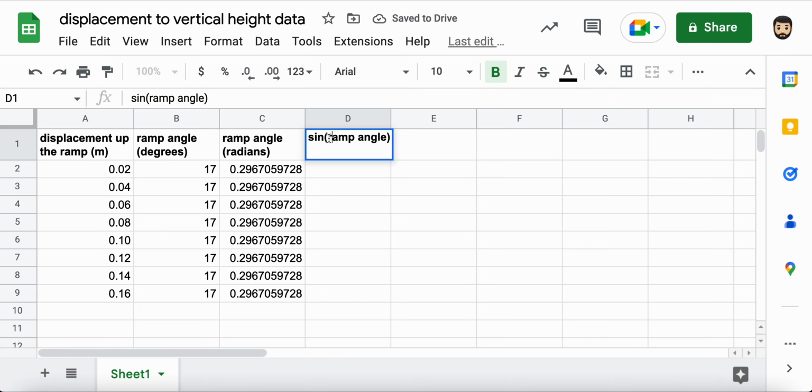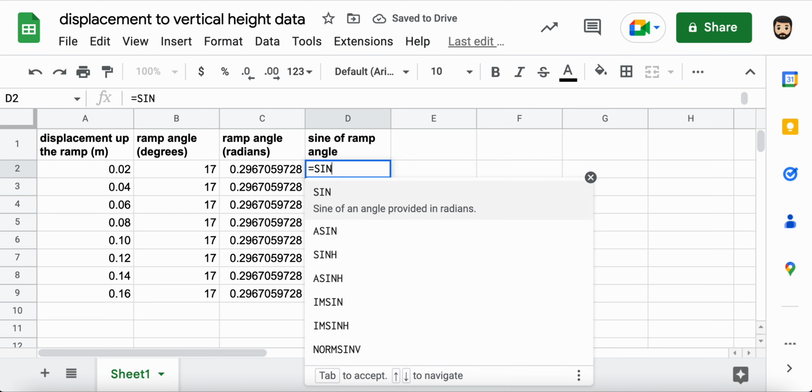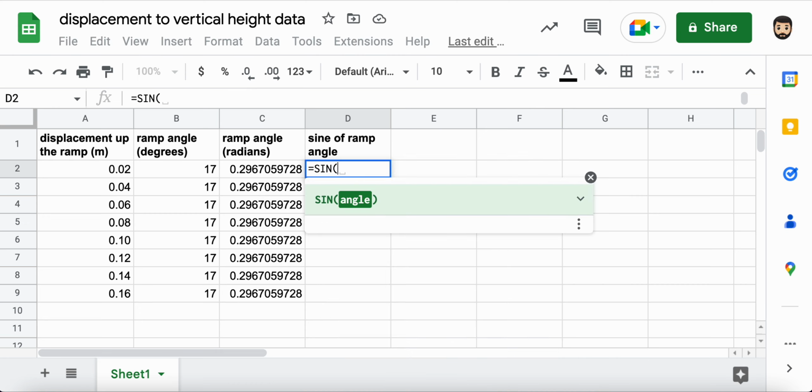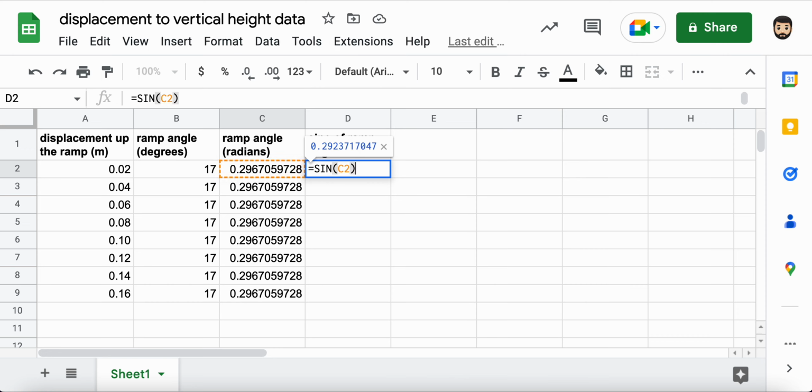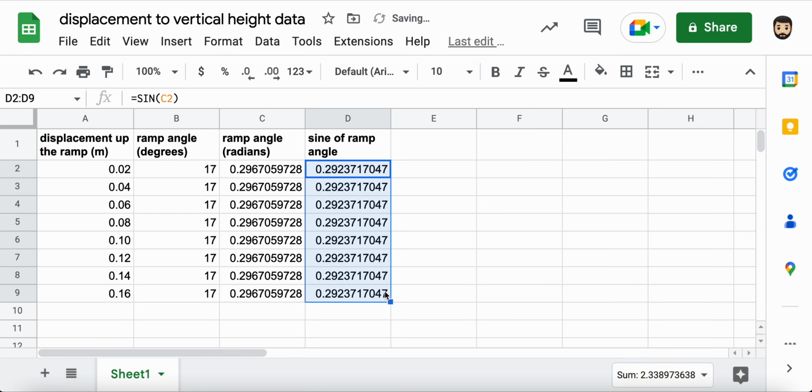Sorry, that's not in parentheses, that's just the sine of the ramp angle. Okay, maybe I'll write it this way so it's less confusing. Sine of ramp angle. Okay, and the way you'll do that now is you can type in sine after the equal sign, open your parentheses, click on the angle measured in radians, close your parentheses, press enter, and there you go. There's the sine of the ramp angle.